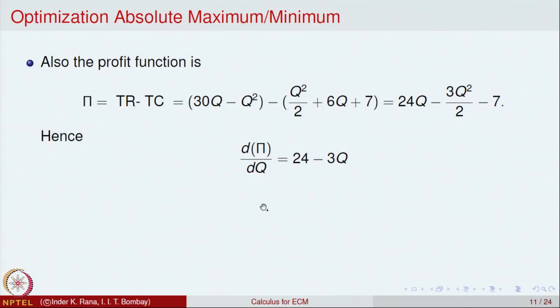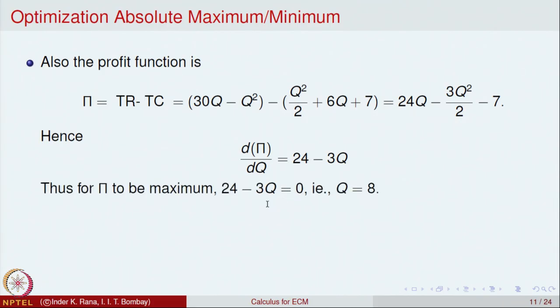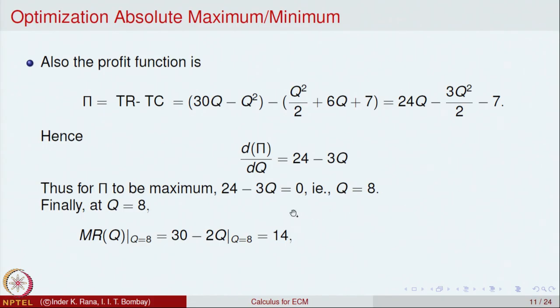So, the profit will be maximum when 24 minus 3 q is equal to 0. That is a necessary condition. That gives you q equal to 8. So when q is equal to 8, there will be maximum profit. But what is the price at q equal to 8? That we have to look at from the price and q relation. But anyway, we can also calculate the marginal revenue at q equal to 8.